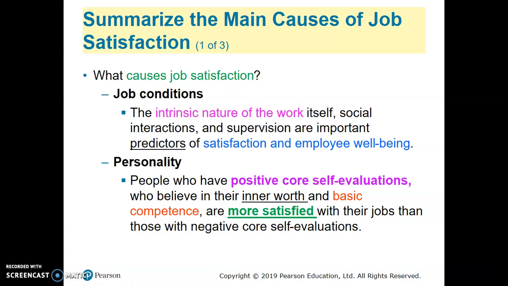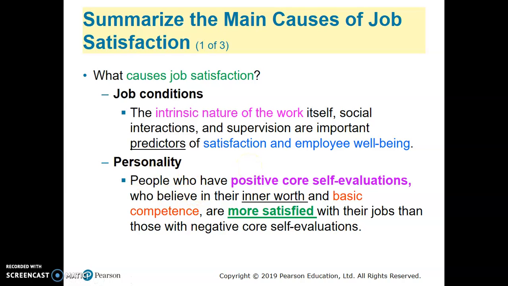There are many reasons, actually. First, the job condition, the condition of the job itself. Maybe the employees do not feel satisfied with the nature of the job in terms of social interaction, supervision, and so on, so they do not have that kind of intrinsic satisfaction in performing the job. Next is the personality of the employees themselves.